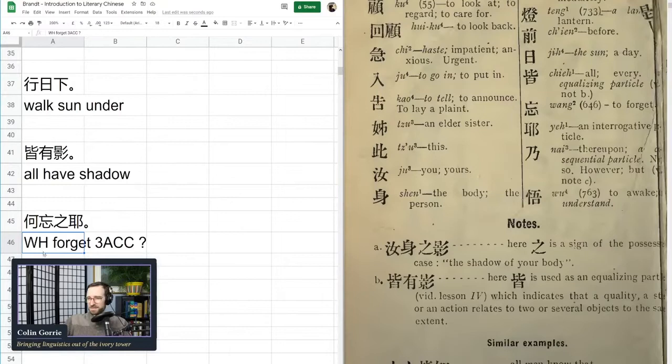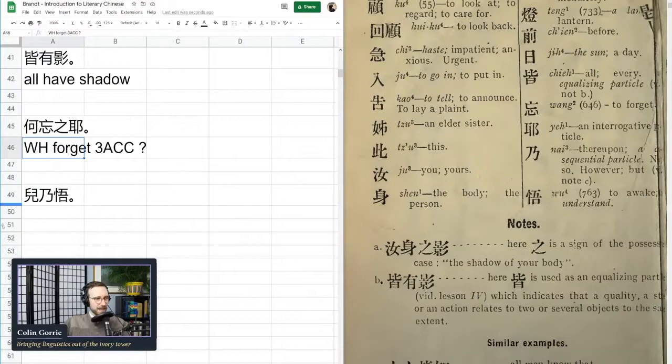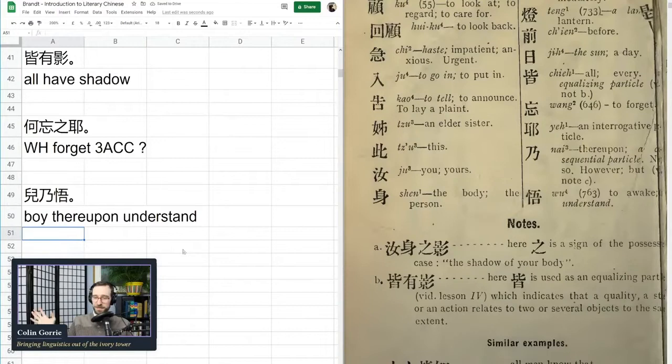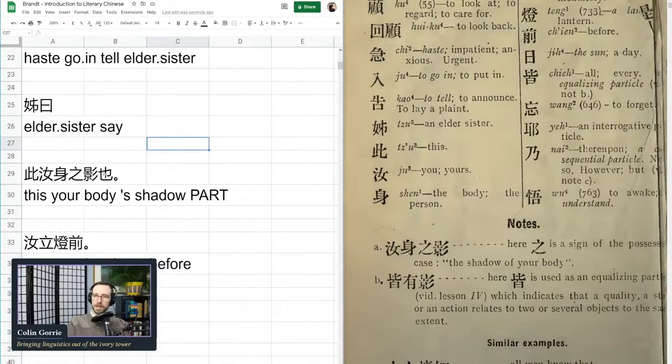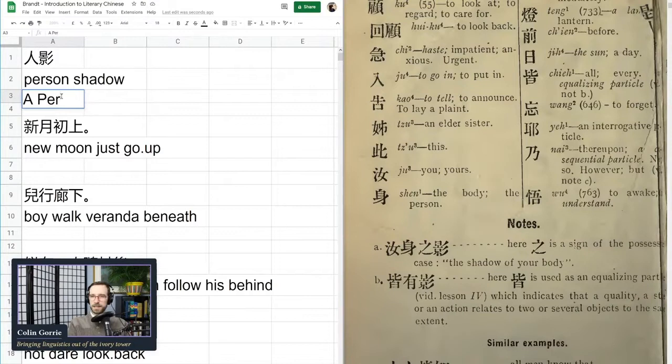And then the final line, we have the boy. It's called a consequential particle. I actually like thereupon better as a gloss for it, so I'm going to use that, thereupon. Which we get as understand. Okay, let's do a free translation of this because that's how we're going to tell if we've interpreted it as the text has us. So going back up to the start, let's just say the title is A Person's Shadow.